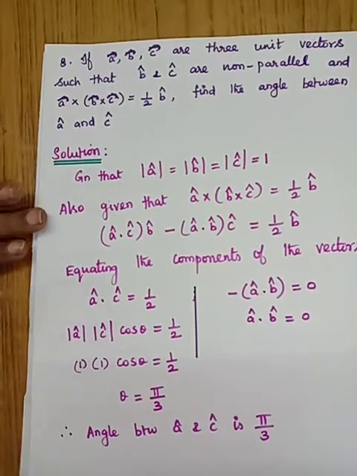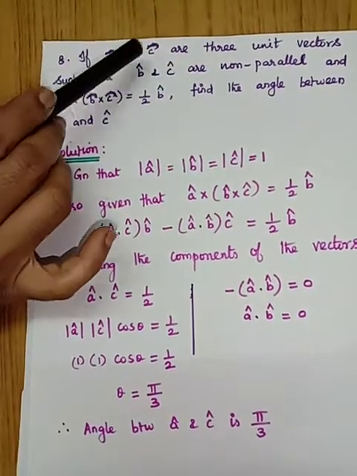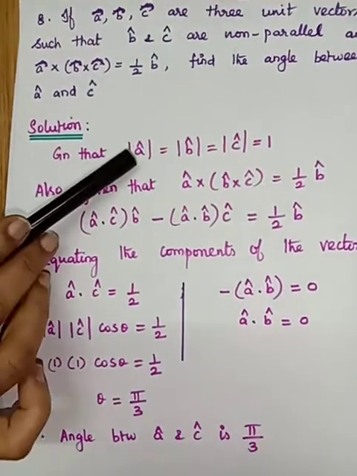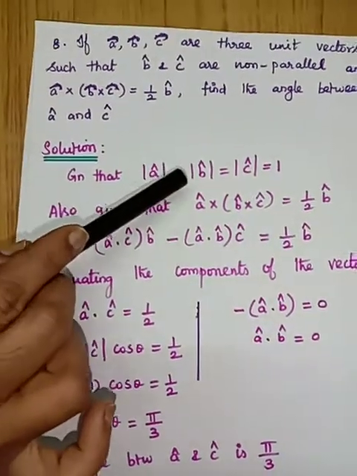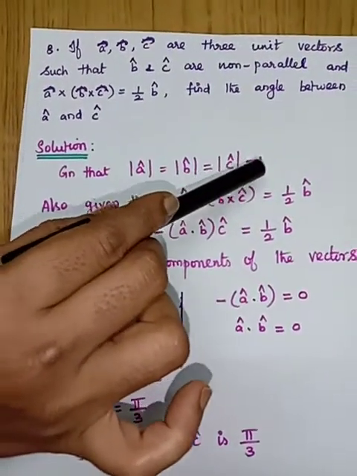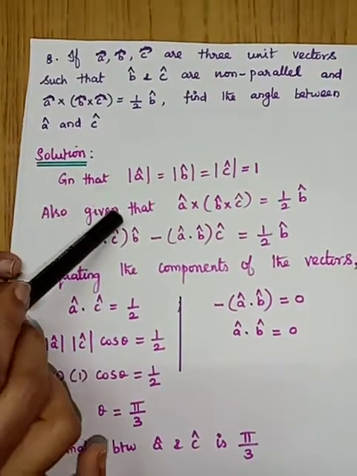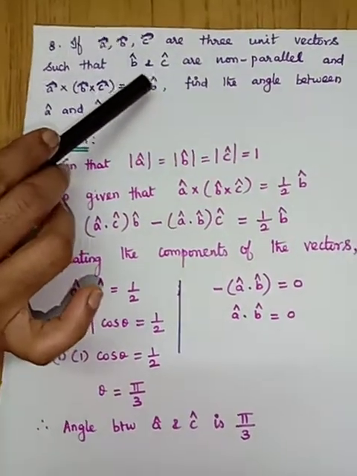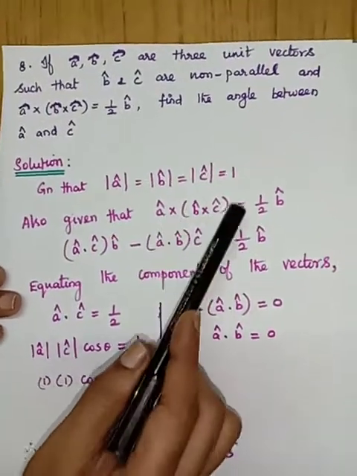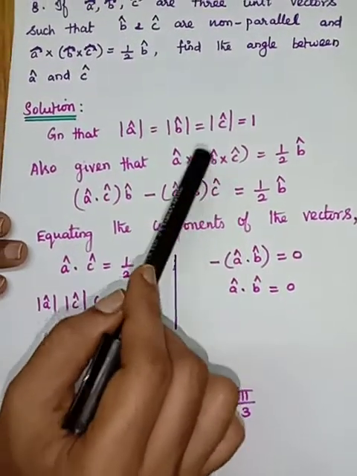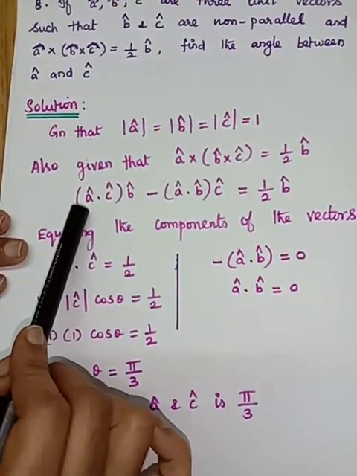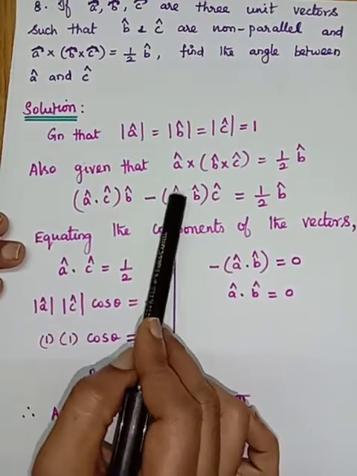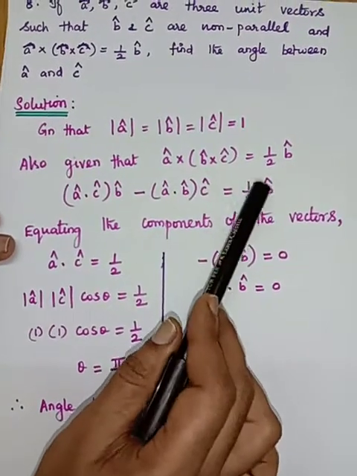Okay, so see what is given. A cap, B cap, C cap are unit vectors. So unit vectors means whose modulus is 1. So modulus of A cap is equal to modulus of B cap is equal to modulus of C cap is equal to 1. Also what is given? The vector triple product of 3 unit vectors is equal to half into B cap. So this is given. So you have to use the expansion of vector triple product. So A cap dot C cap into B cap minus A cap dot B cap into C cap is equal to half into B cap.